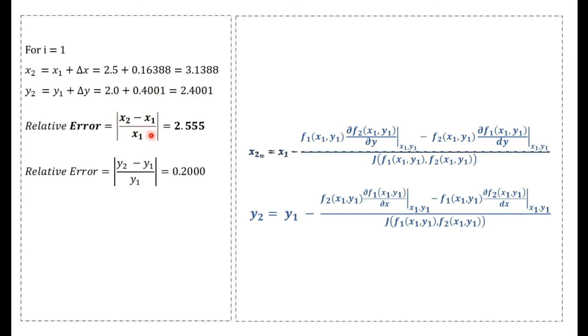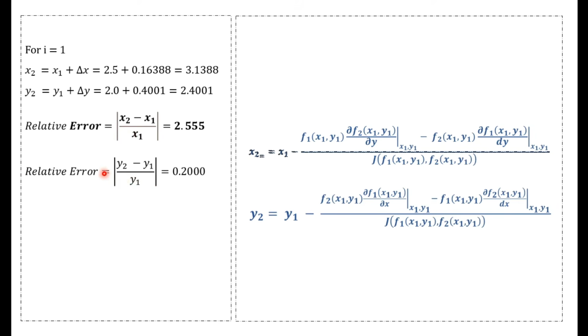Next we check the relative error in our solution: the new estimated solution minus the previous solution, divided by x1, is equal to 2.555, which is much greater than the allowable error that we use, 0.0001. So this is the relative error for x and the relative error for y. Similarly, we calculate the next iterations until we get our required result.